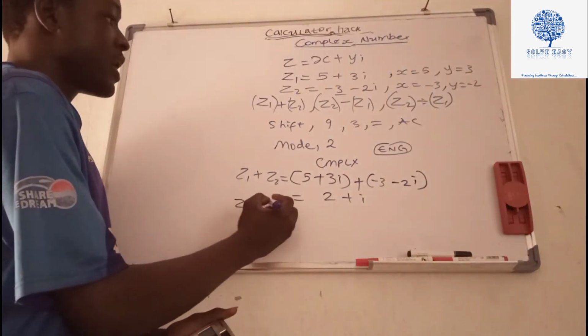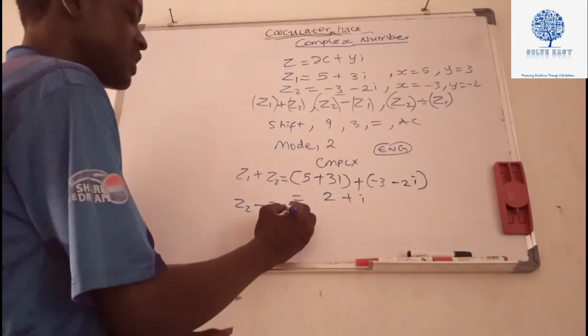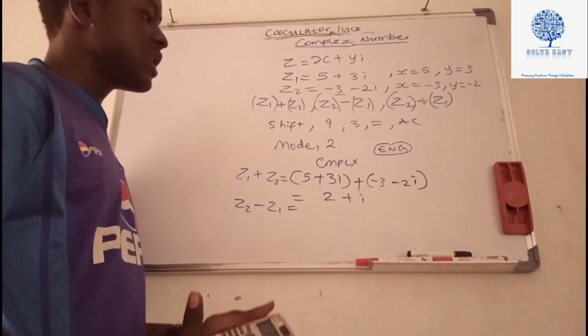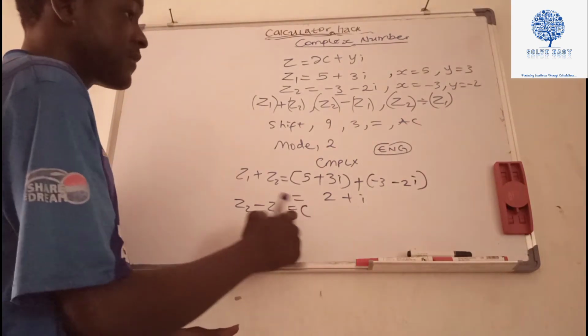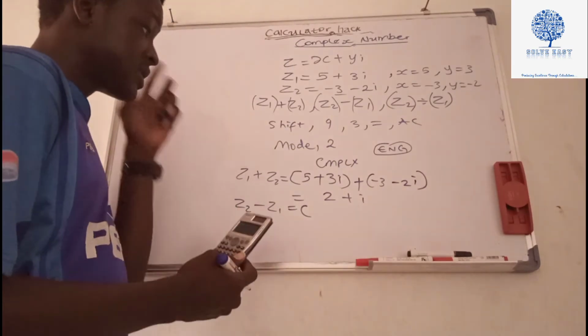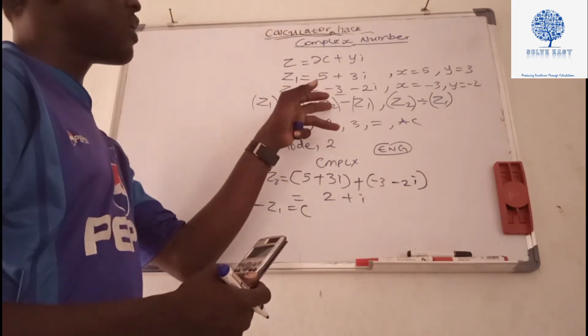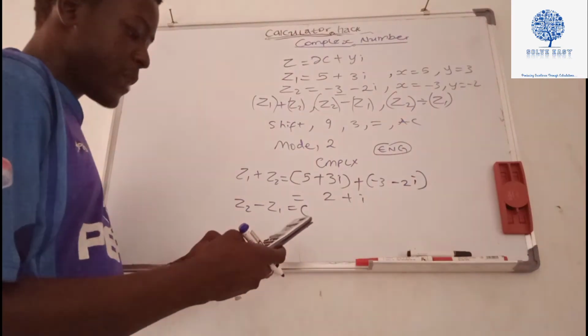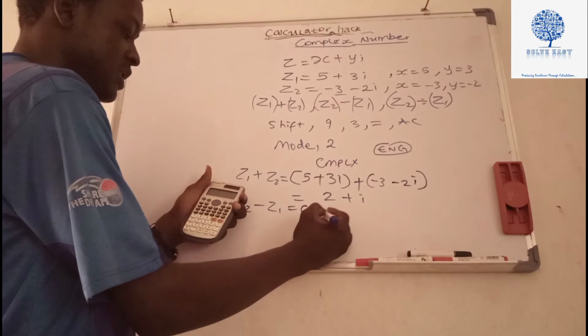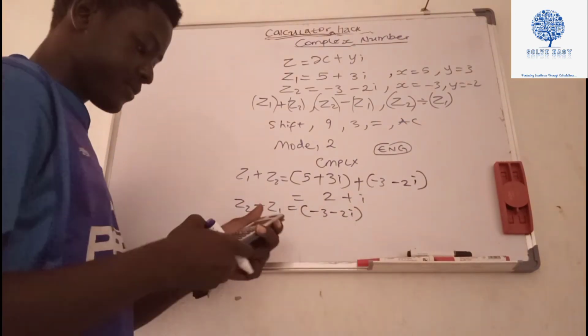Now z2 minus z1 is equal to, remember we said we should put every one of them in a bracket. First of all, open your bracket on your calculator. Press your z2 now, which is minus 3 minus 2. Use your ENG button to put i. Minus 3 minus 2i.